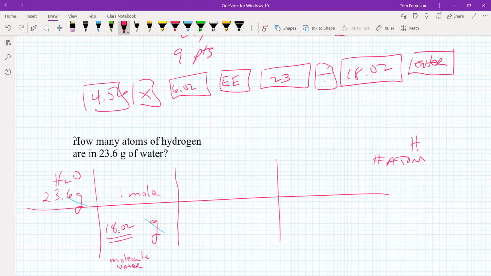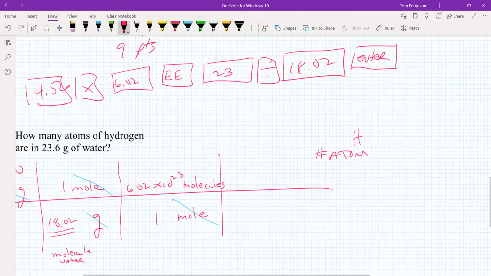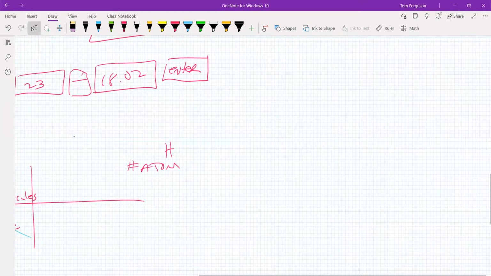Notice I'm saying molecules now because the 18.02 refers to molecules. The grams refer to molecules. Everything is molecule, molecule, molecule. But I'm talking about atoms now. So I've got to convert molecules to atoms. So as an aside here, let's talk about that.